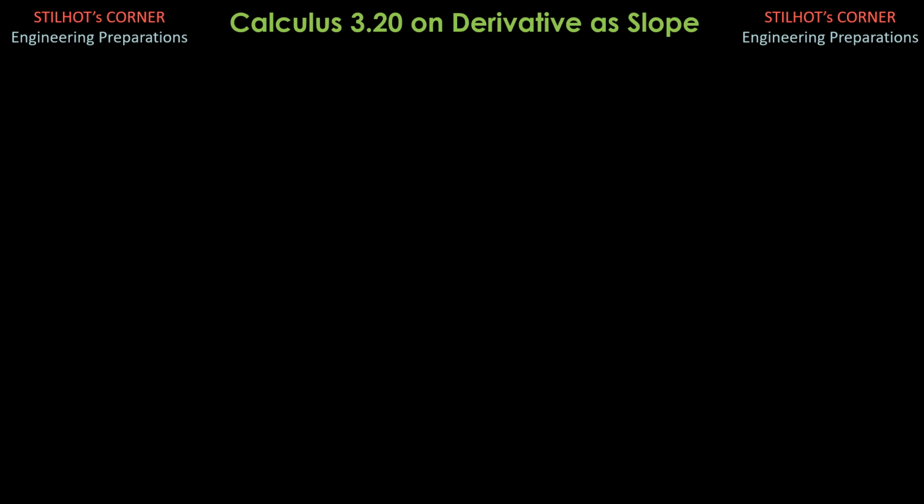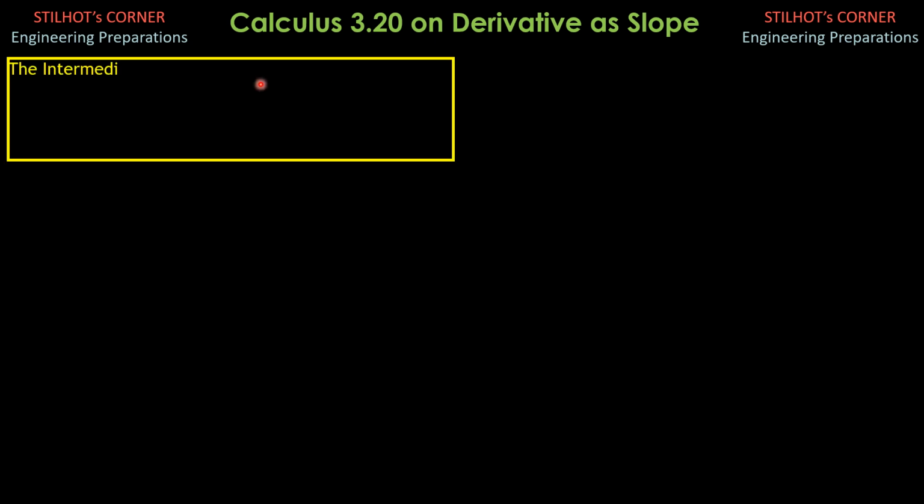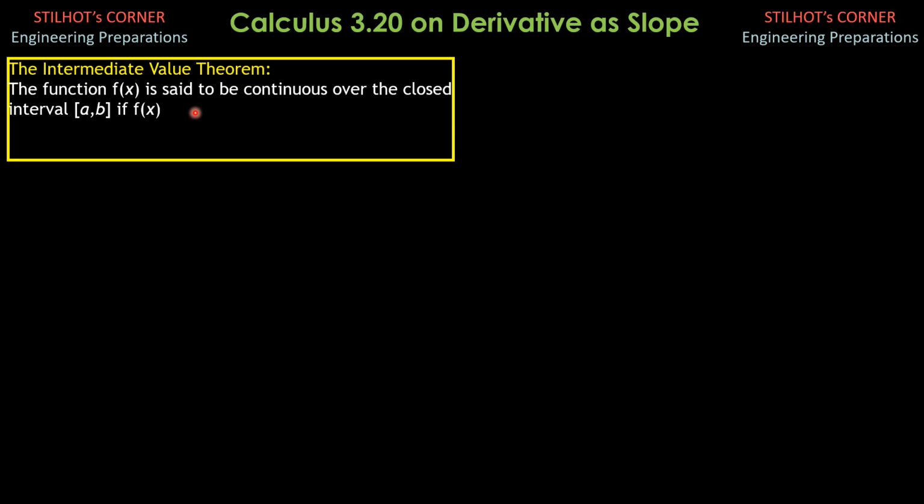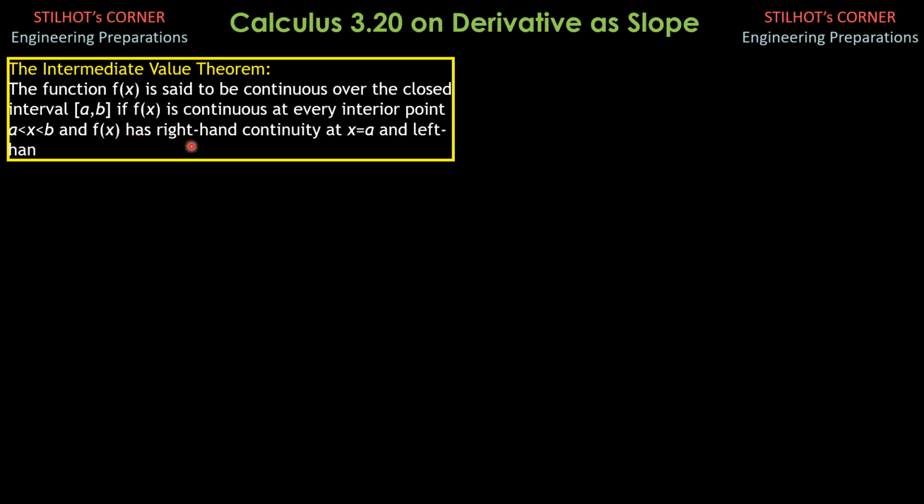Hello future engineers, here is another video in calculus. The intermediate value theorem. The function f of x is said to be continuous over the closed interval a comma b if f of x is continuous at every interior point a less than x and x less than b, and f of x has right-hand continuity at x equals a and left-hand continuity at x equals b.